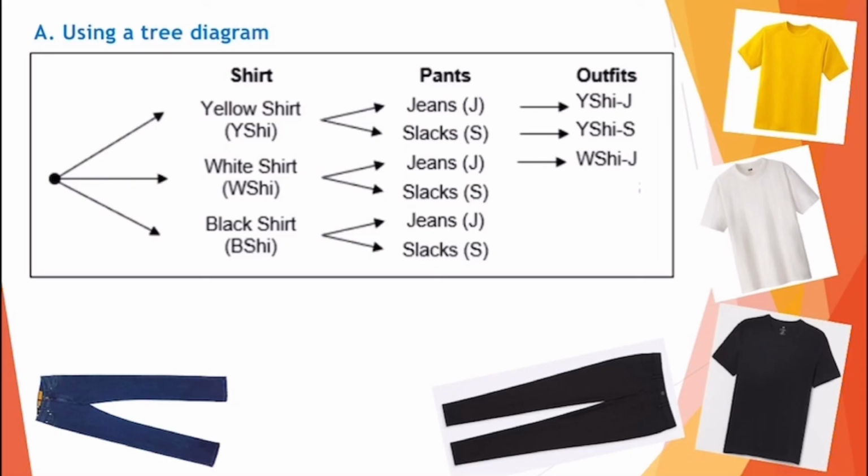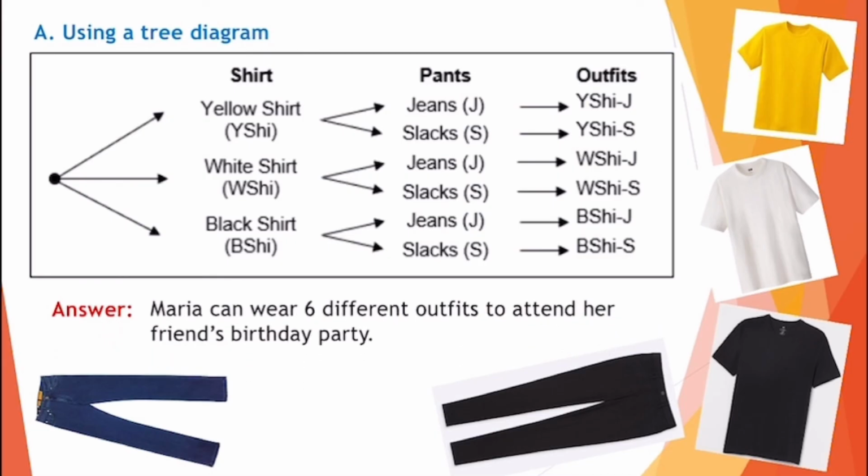Next, if we have white shirt and our pants is slacks, we have WCS. It represents the white shirt and slacks. Next, if we have black shirt and jeans pants, we have BCJ, or the black shirt and jeans. And if we have black shirt and slacks, we will have BCS, or the black shirt and slacks. So as you can see, we have the same answer as using a table. So again, Maria can wear 6 different outfits to attend her friend's birthday party.